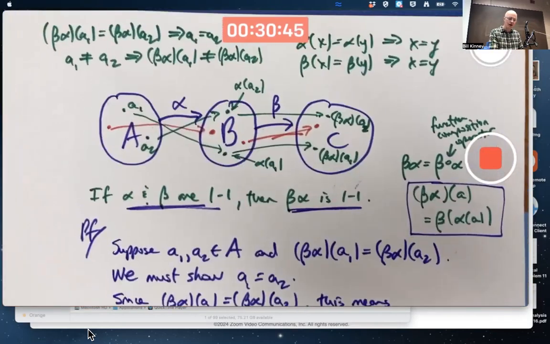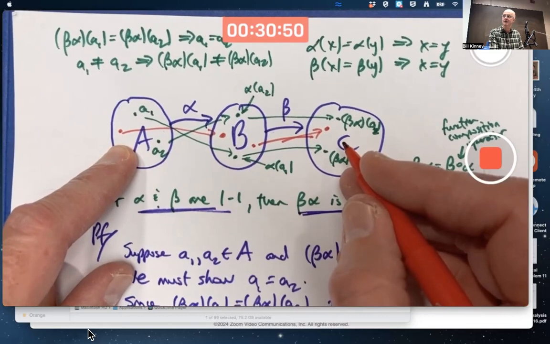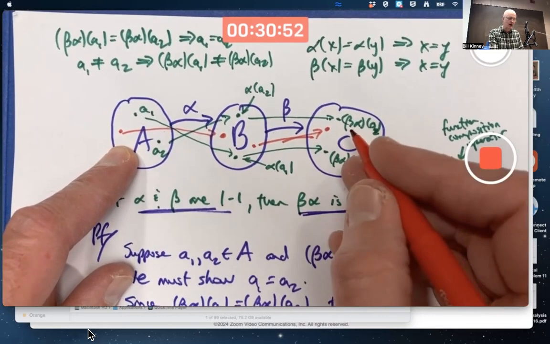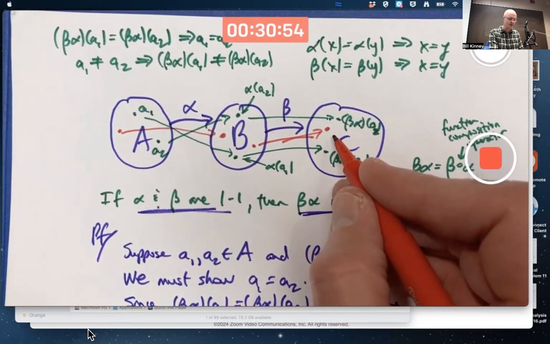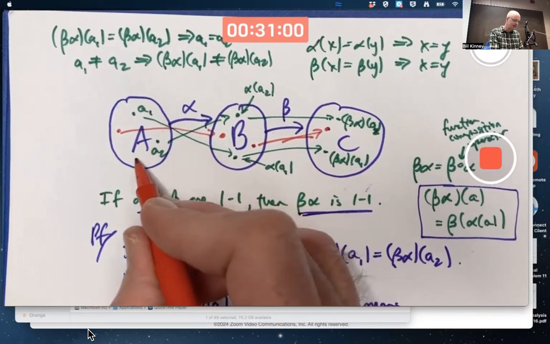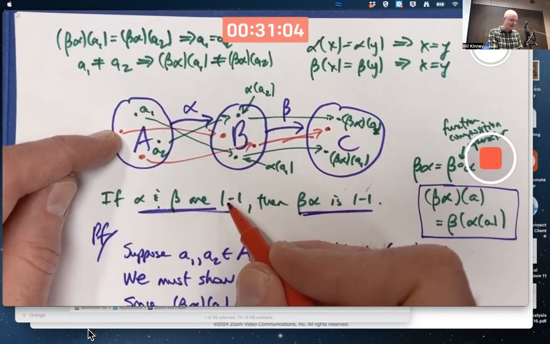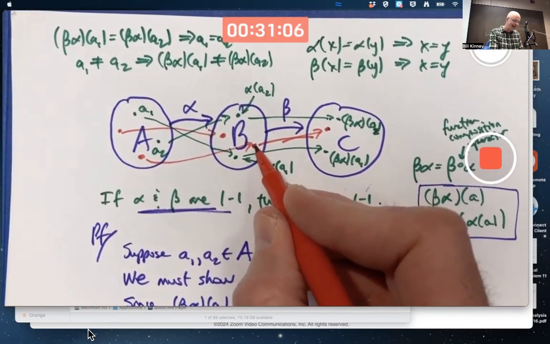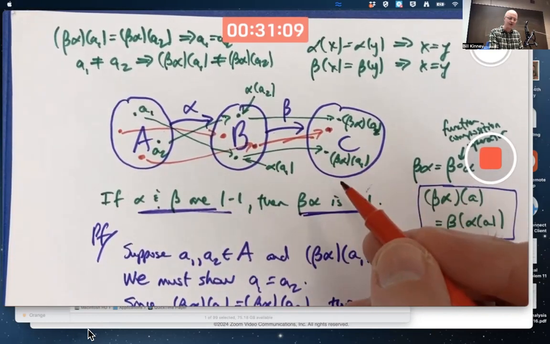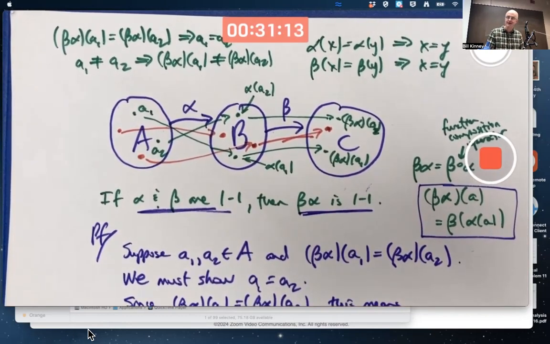I have to start with an arbitrary element in capital C and show there's something in capital A that gets mapped to it. Well, it's just a two-step process. Use first the fact that beta is onto to say there's something here that gets mapped there. And then use the fact that alpha is onto to say there's something here that gets mapped there. Not necessarily the same as that one. And ultimately, in the end, under beta alpha it gets mapped over here. That's how you want to conceptualize it to help you.